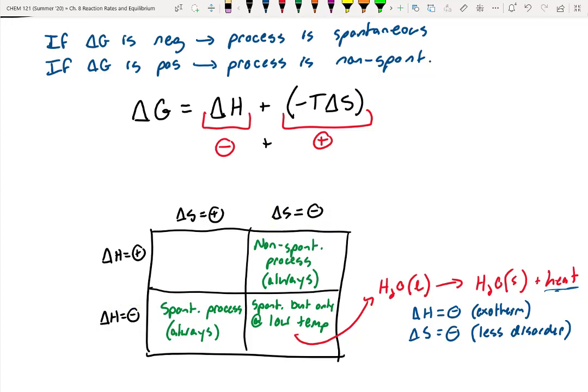All right, and then last but not least, we can do the same thing with our remaining spot. We can say, well, what if they're both positive? If that's true, then this would be positive, and a positive times a negative would be a negative. Same idea, but it's going to be flip-flopped this time. So this would be spontaneous, but only at high temp. So you could think about boiling water. That would be another analogy we could use here. But it's all based on this math.